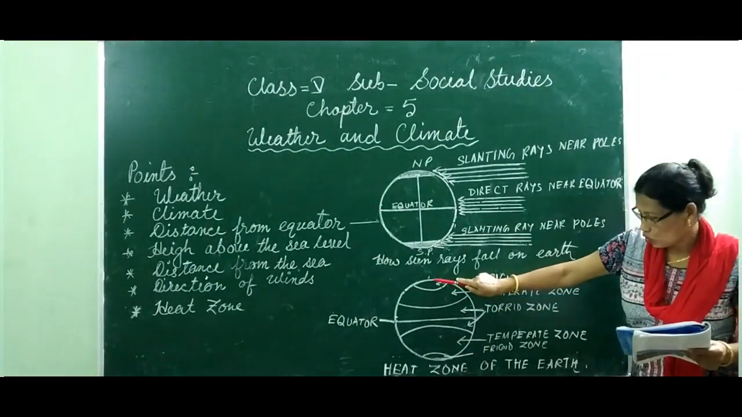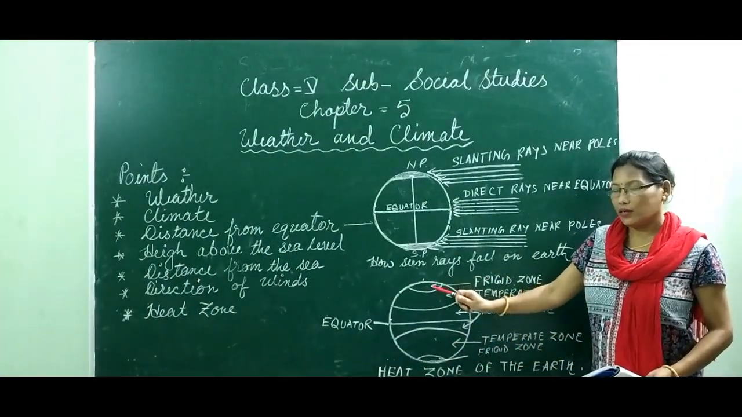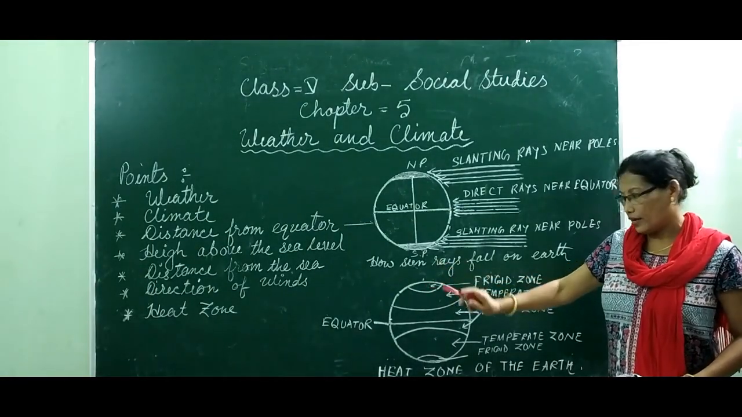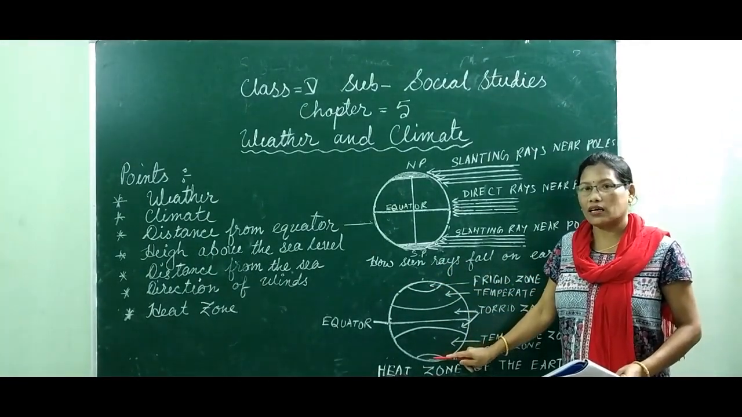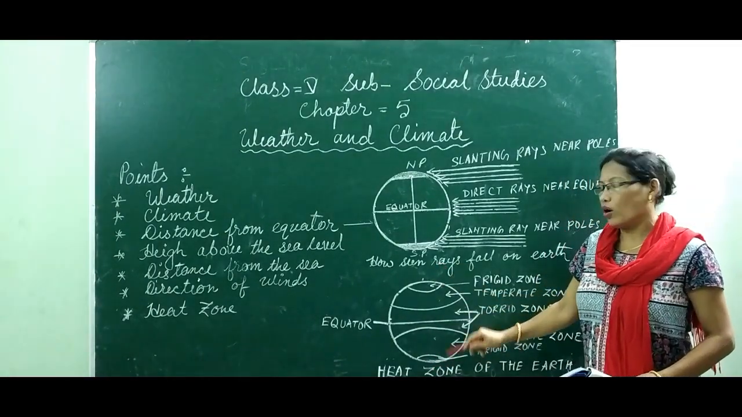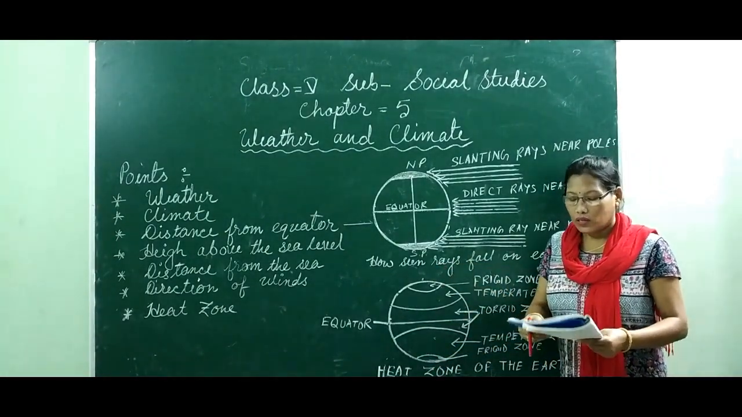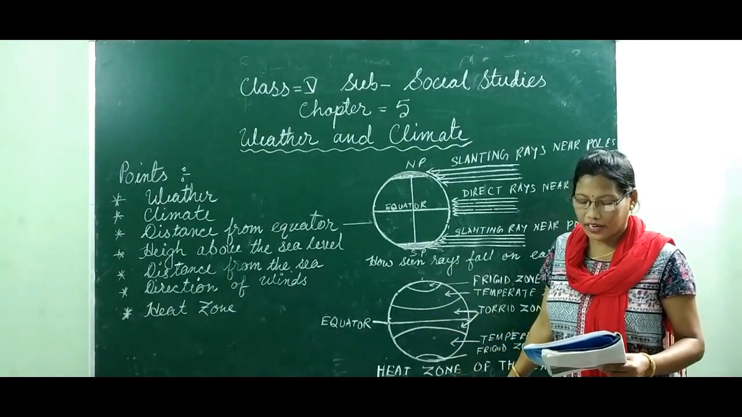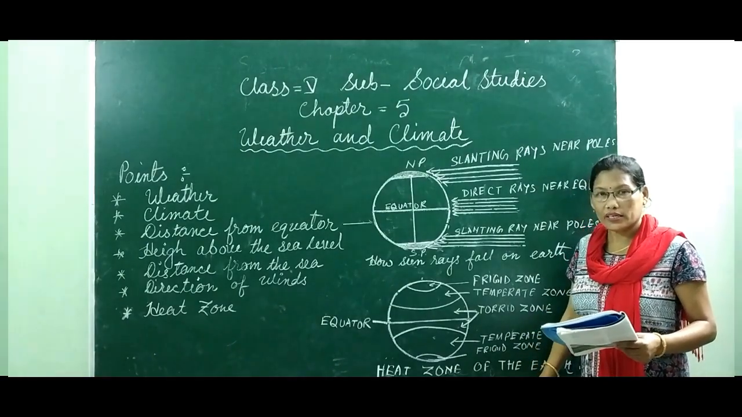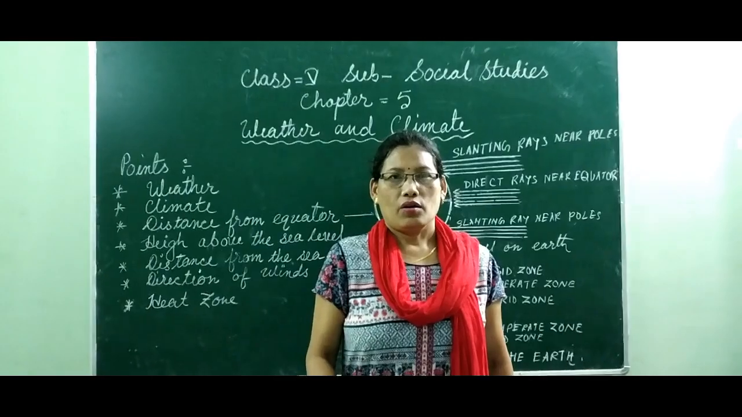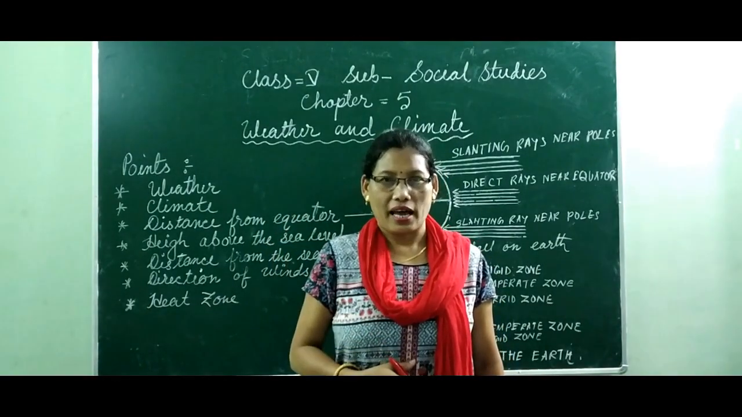Now the frigid zone. The area lying in the Arctic Circle, that is in the North Pole, and the area lying in the Antarctic Circle, that is in the South Pole, is called the frigid zone. This zone receives slanting rays from the sun and it remains very cold throughout the year. I hope you have understood what I have explained about this chapter, weather and climate.